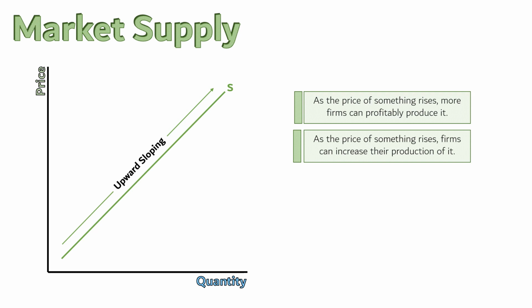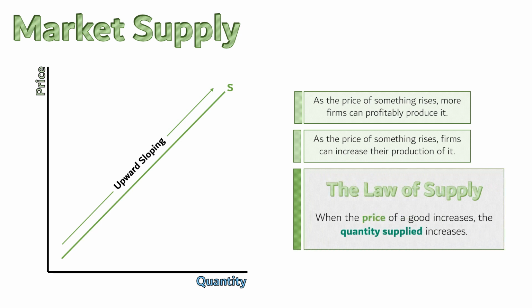A higher price means firms can afford to pay overtime, to pay a little more to get more inputs, and to expand production. Taken together, we get the law of supply. The law of supply is that when the price of a good increases, the quantity supplied also increases. That means the supply curve is upward sloping, showing the positive relationship between the price and the quantity supplied.